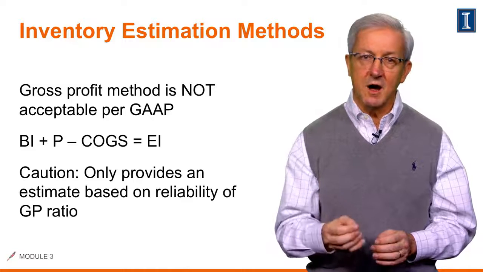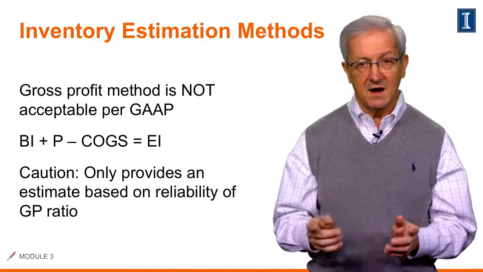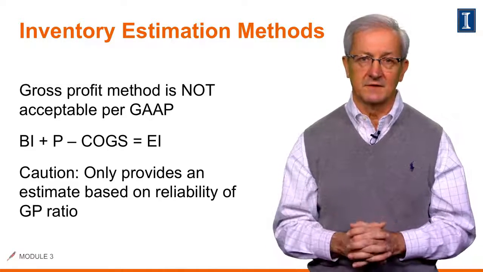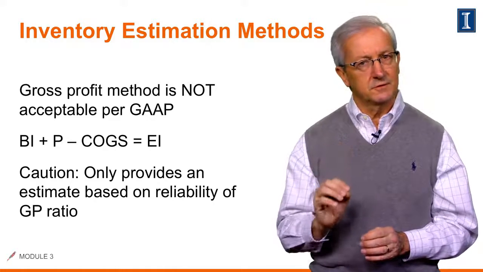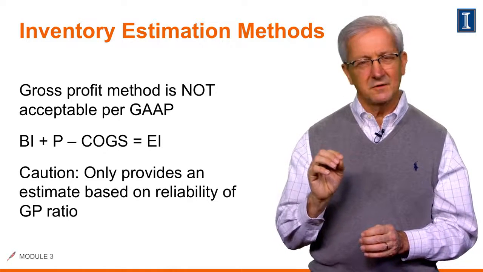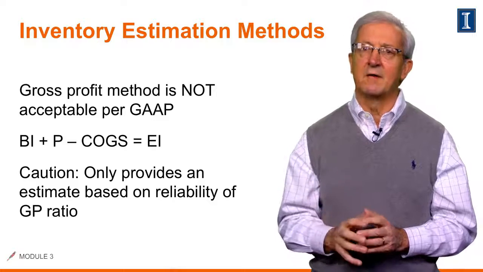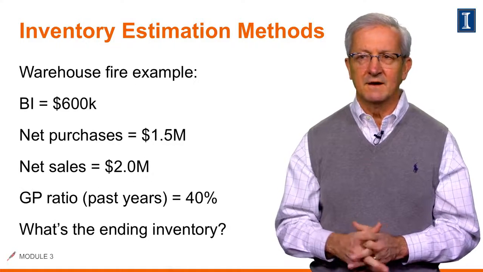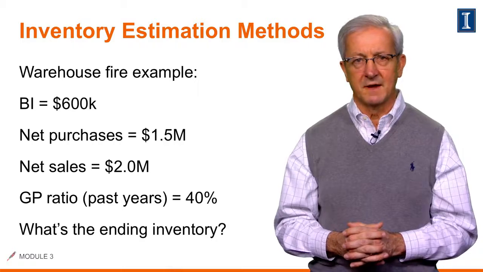Keep in mind that our COGS is basically our sales times 1 minus the gross profit percentage. Please remember, this method only includes an estimate because it's only as good as the reliability of that gross profit margin ratio. Let's review an example of this with the gross profit method.